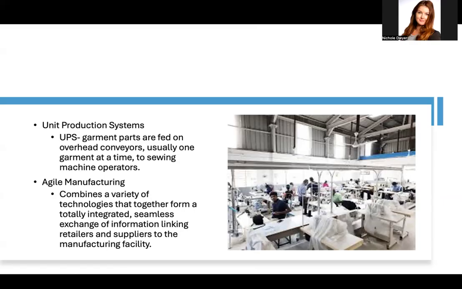Another consideration within manufacturing that shows up a lot is agile manufacturing. When we discuss a more agile process for manufacturing, we're combining a variety of technologies that will form an integrated, seamless exchange of information, linking retailers and suppliers to the manufacturing facility so that all information is accessible and workable within the flow of goods.